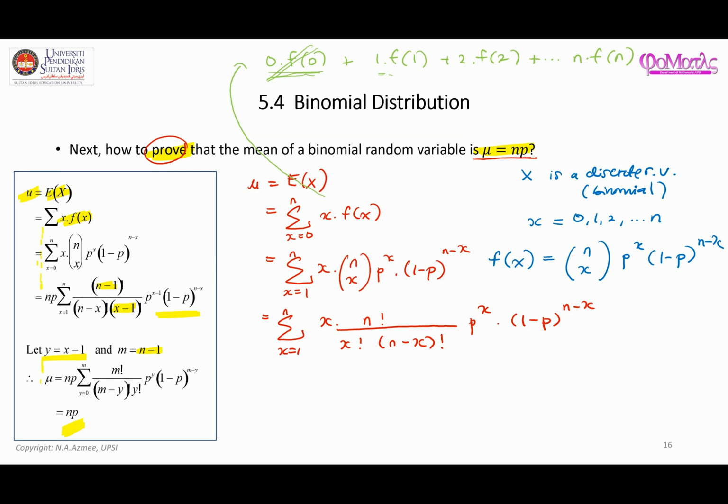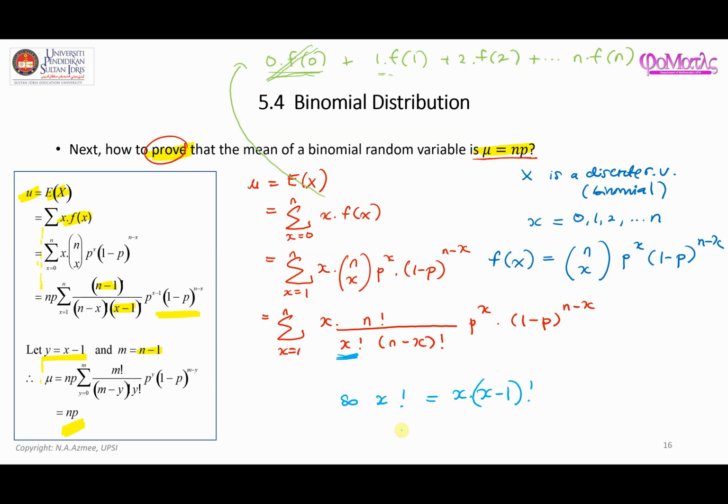Now the next part is I'm going to focus on this one here, which can actually be represented as x times (x minus 1) factorial. So x factorial can be written as x times (x minus 1) factorial.